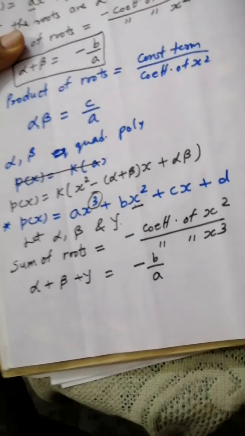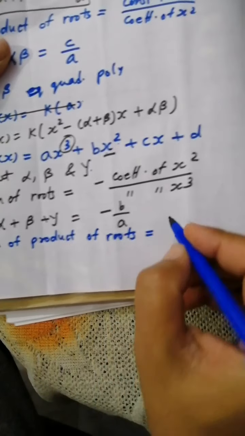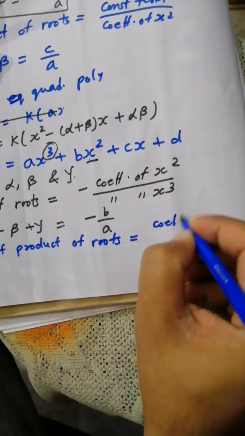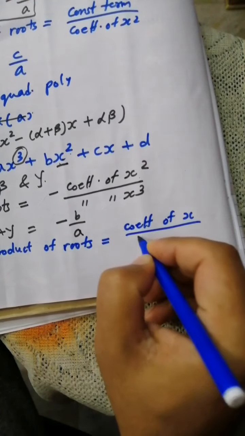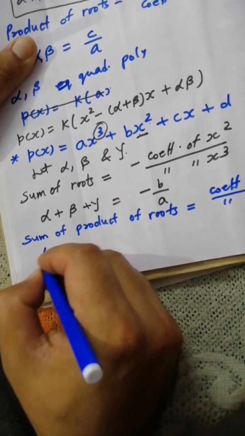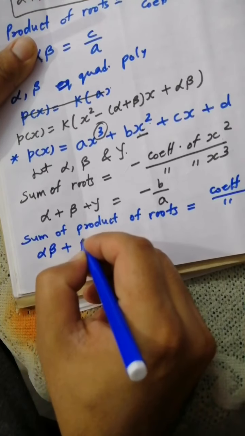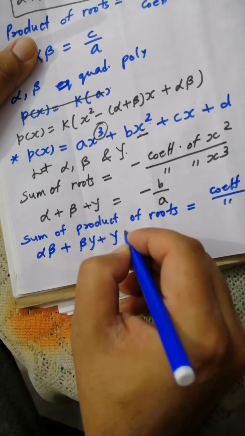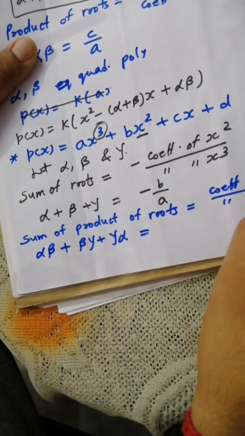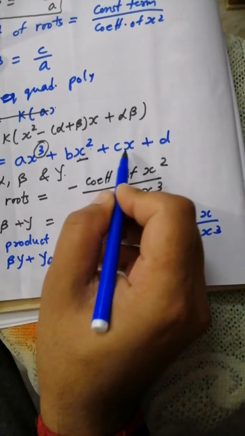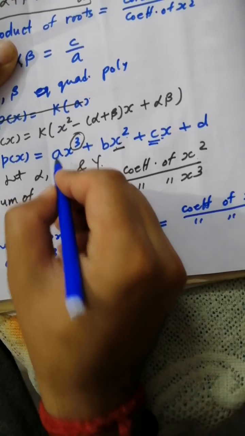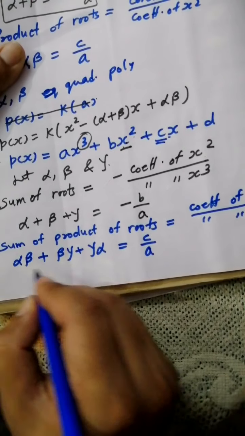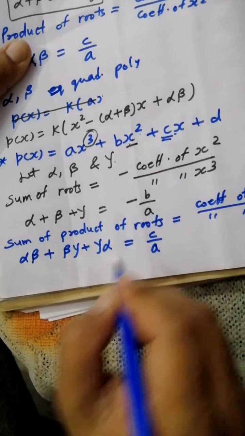Now the second term, the sum of product of roots, equals the coefficient of x divided by the coefficient of x cube. The sum of product means alpha beta plus beta gamma plus gamma alpha. Here the coefficient of x is c, and the coefficient of x cube is a. So alpha beta plus beta gamma plus gamma alpha equals c upon a.